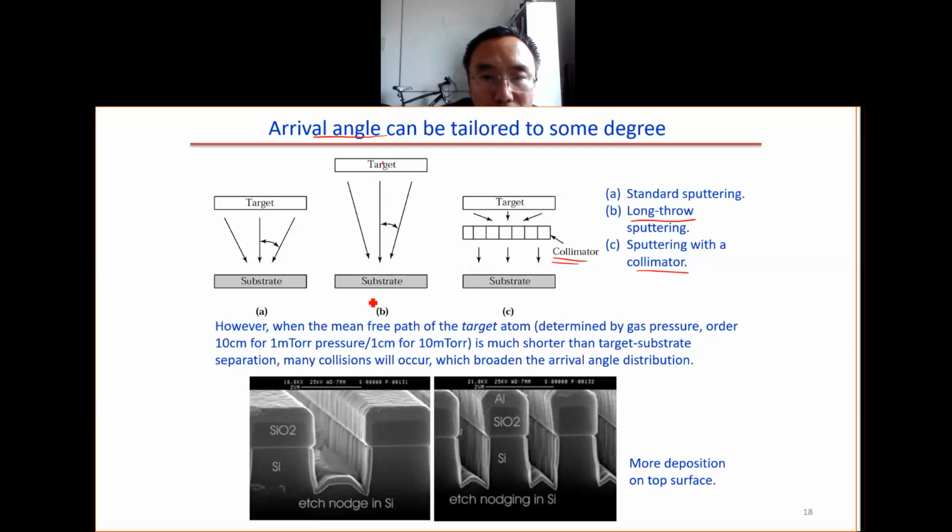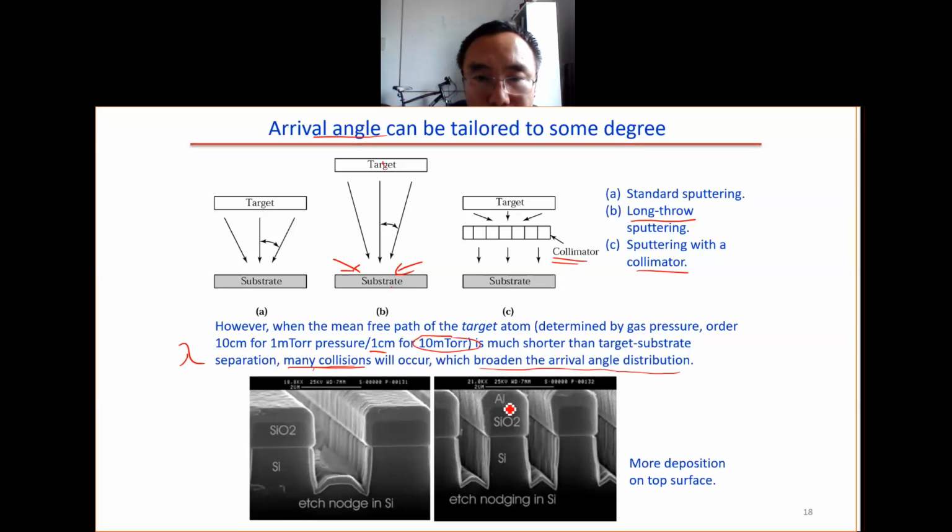However, this is also affected very much by collisions. If the separation from here to here is much larger than the mean free path, then there will be many collisions. These collisions will broaden the arrival angle of the species. Typically, at 10 millitorr, the mean free path is about 1 centimeter. But there will be many collisions before the deposition onto the substrate.